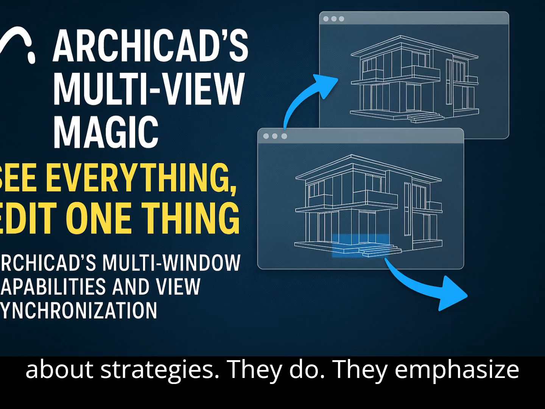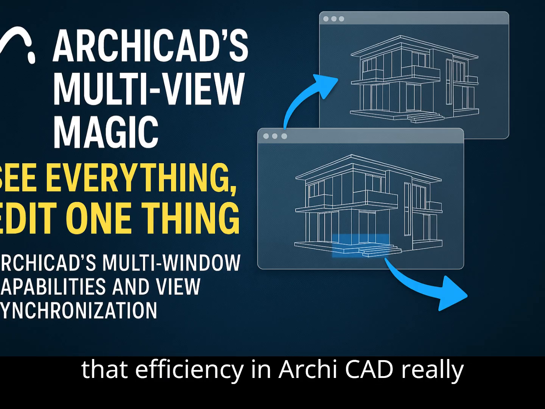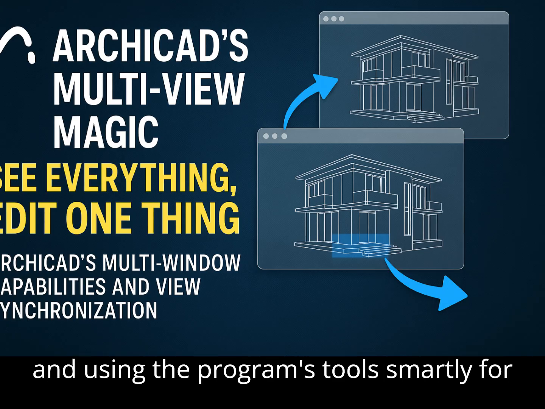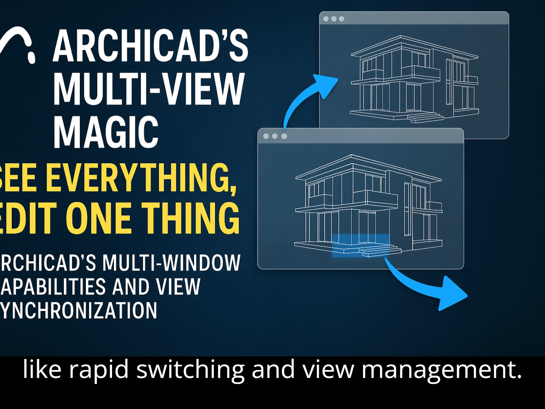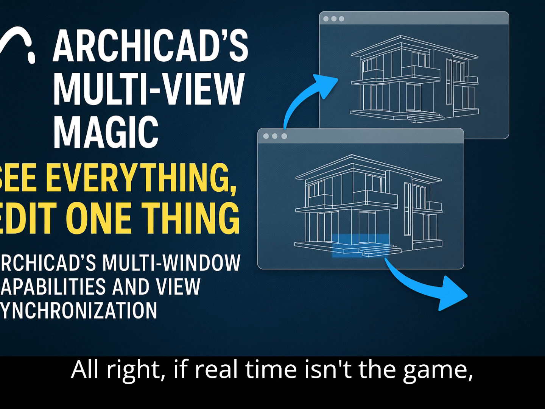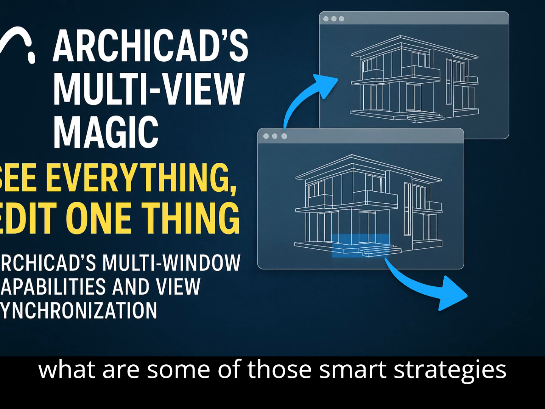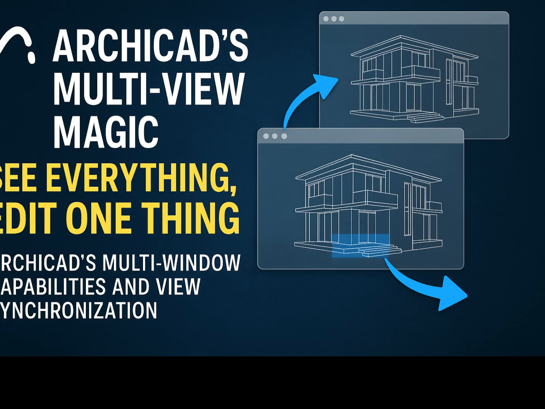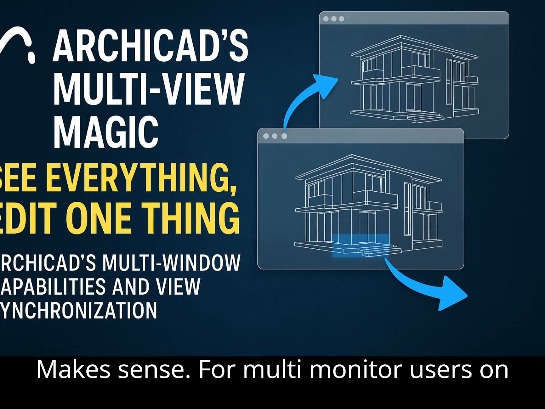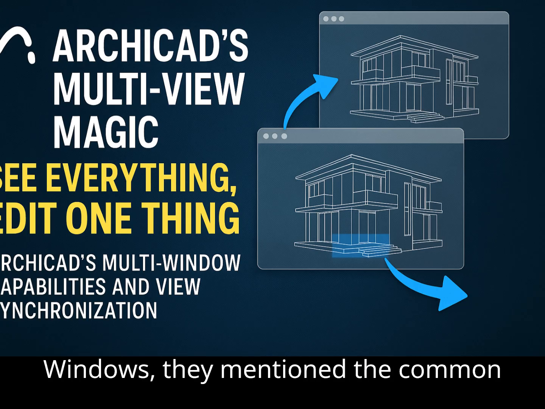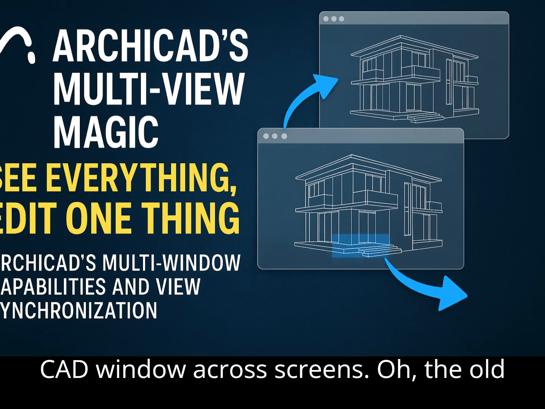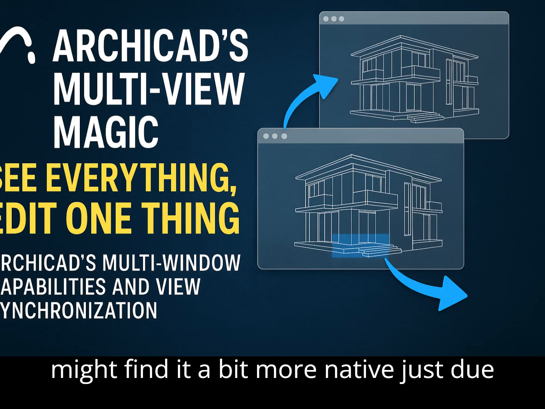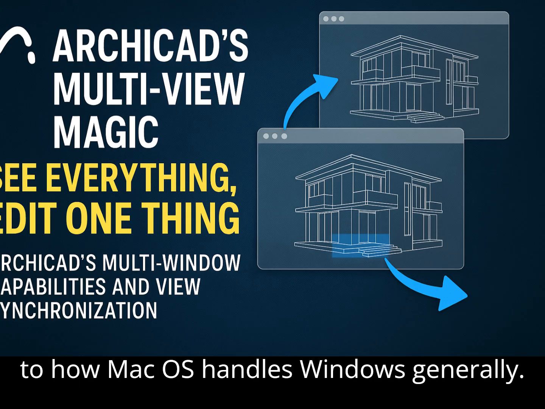Okay, so given that fundamental design choice, how do people work efficiently? The sources must talk about strategies. They do. They emphasize that efficiency in Archicad really relies on mastering specific workflows and using the program's tools smartly for rapid switching and view management. All right, if real-time isn't the game, what are some of those smart strategies the sources highlight? Well, first off, just mastering manual window arrangement, finding layouts that work for your tasks. Makes sense. For multi-monitor users on Windows, they mention the common workaround is stretching the main Archicad window across screens. Oh, the old stretch trick. Yeah, though Mac users might find it a bit more native just due to how macOS handles windows generally.